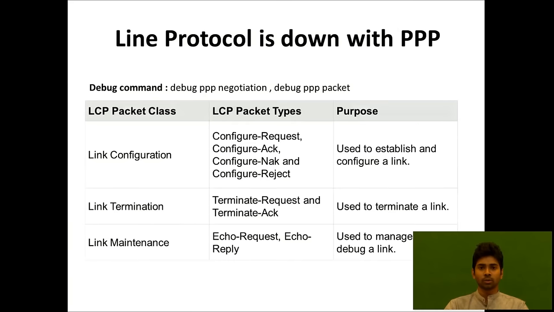Next, let's have a look at how to troubleshoot line protocol down with encapsulation PPP. The debug commands used here are debug PPP negotiation and debug PPP packets. There are three main types of packet classes: link configuration, link termination, and link maintenance. Link configuration is used to establish and configure the link, link termination is used to terminate the link, and link maintenance is used to debug and maintain the link. Now, let's have a look at the routers and see how these work.